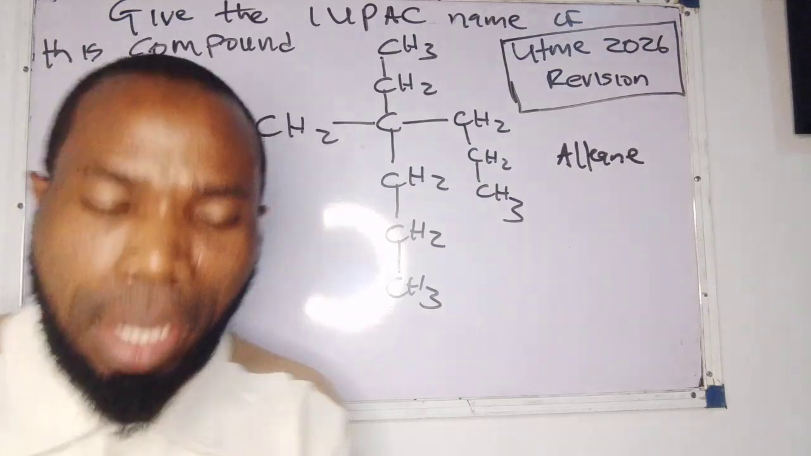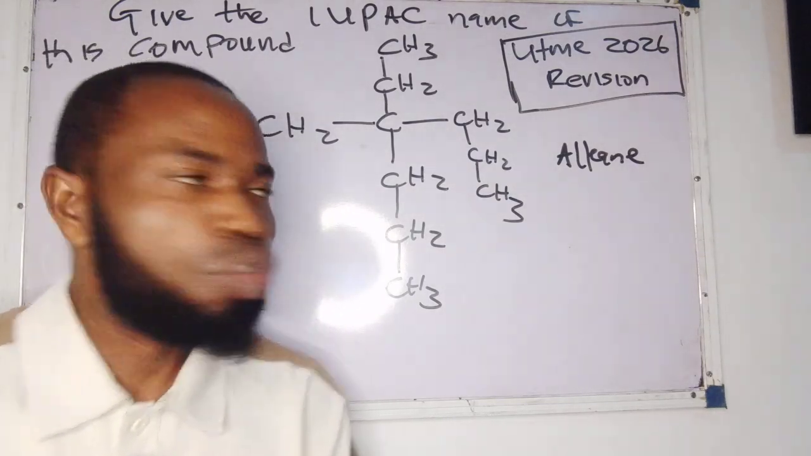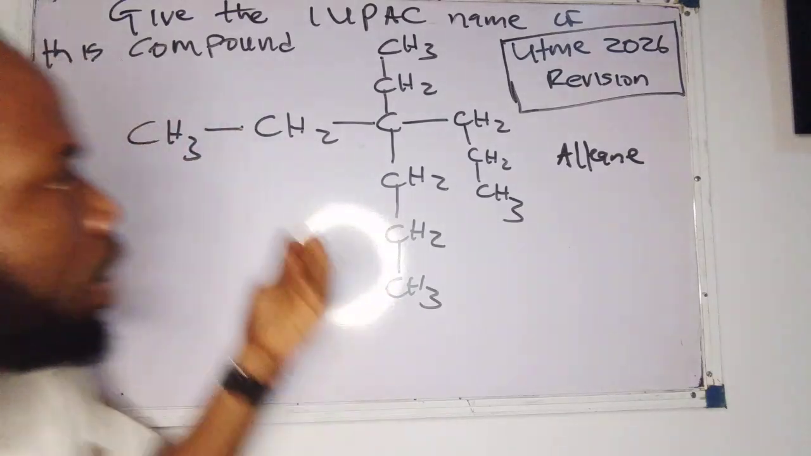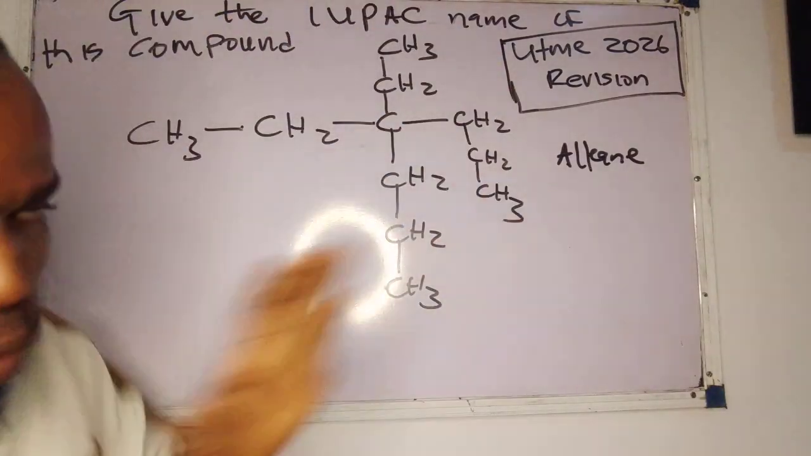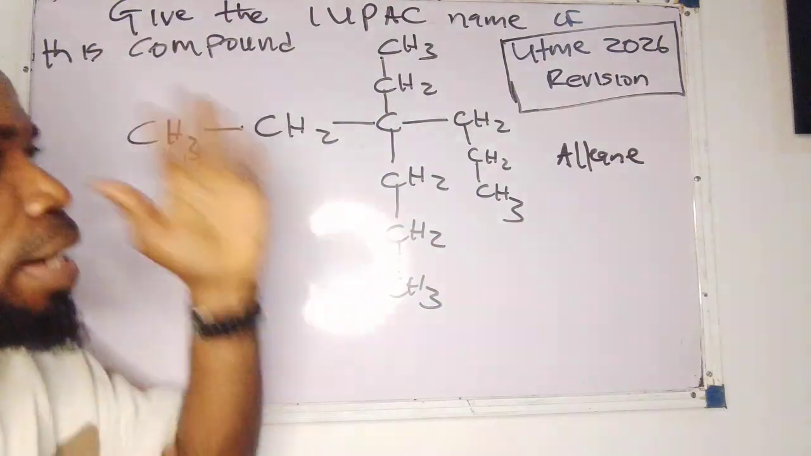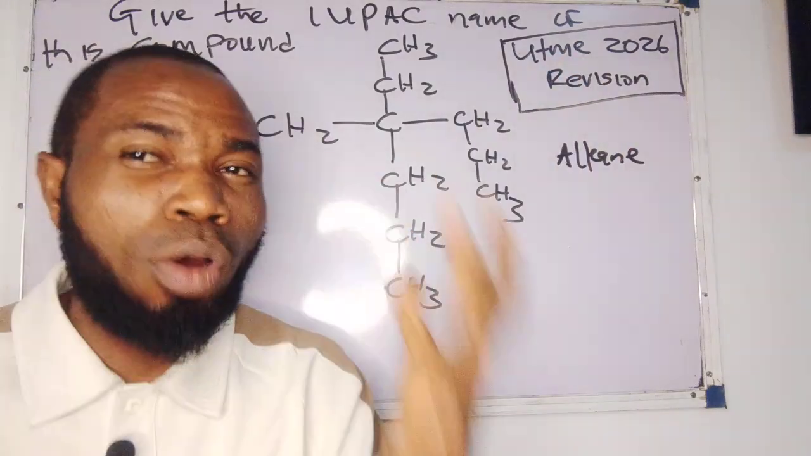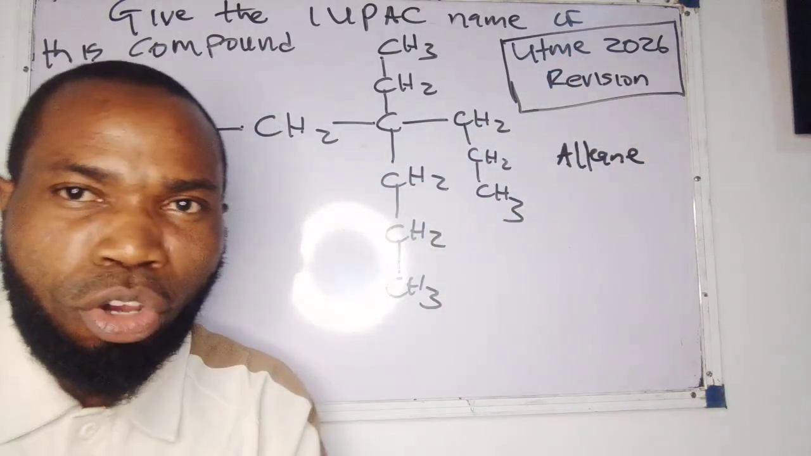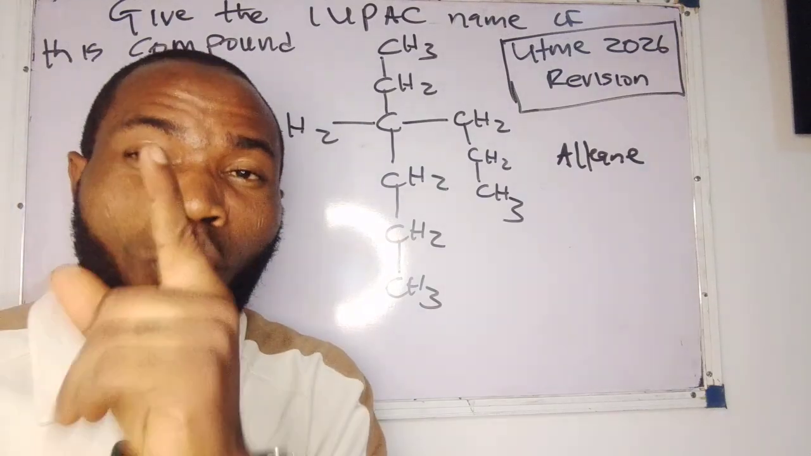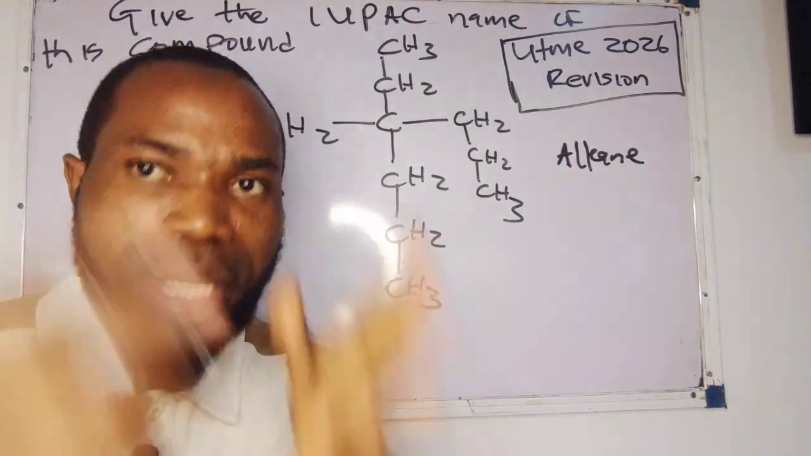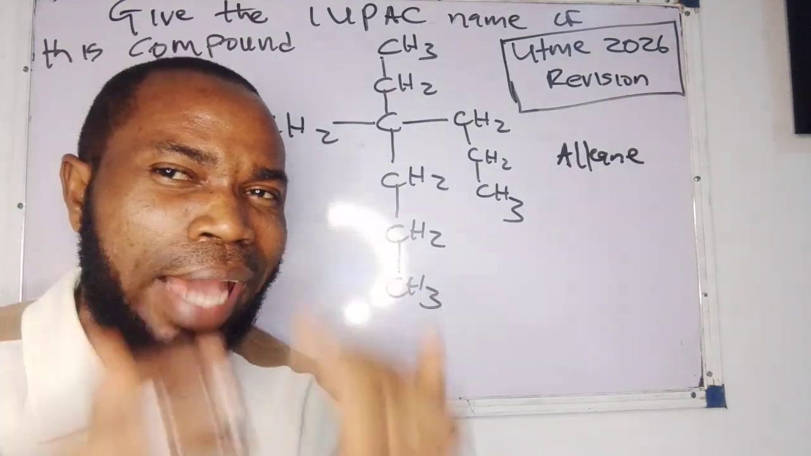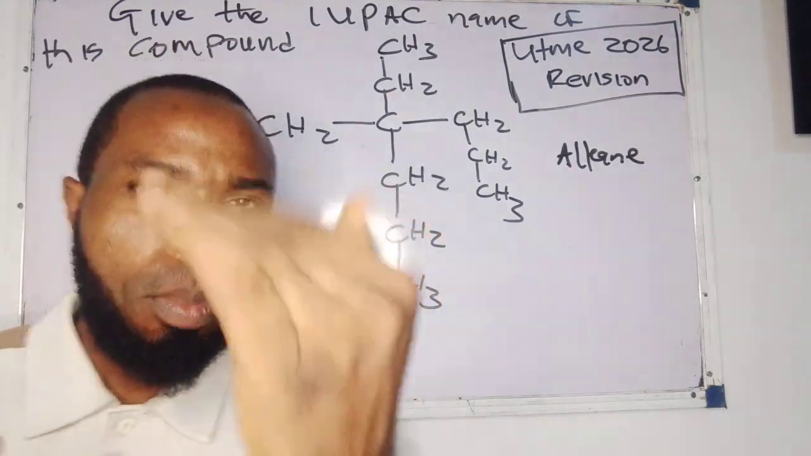How do you get to know that this compound is an alkane? It has single bonds. Therefore, alkanes have single bonds. There are other properties of alkanes: they are sp3 hybridized, and they do not decolorize bromine water. Of course, I've done a video on alkanes and alkynes. Just scroll down, take your time and watch the video, and highlight the major points.